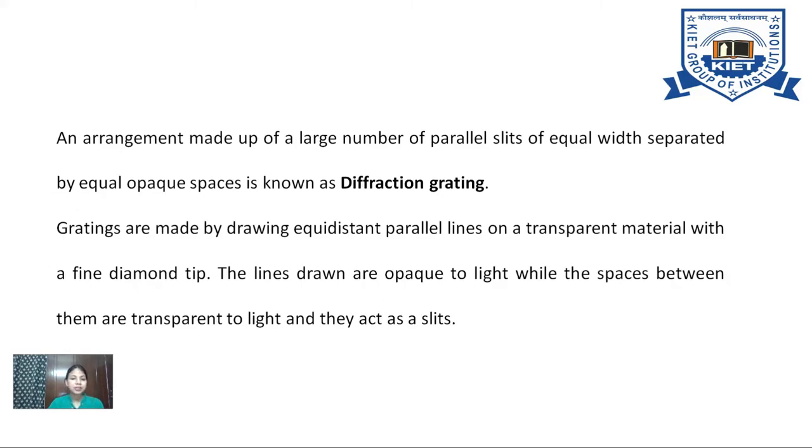What do you understand by diffraction grating, simply grating, or the N slit arrangement that we are about to study? An arrangement made up of a large number of parallel slits of equal width separated by equal opaque spaces is known as a grating. Gratings are made by drawing equidistant parallel lines on a transparent material with a fine diamond tip. The lines drawn are opaque to light, while the spaces between them are transparent to light, and these spaces act as slits.